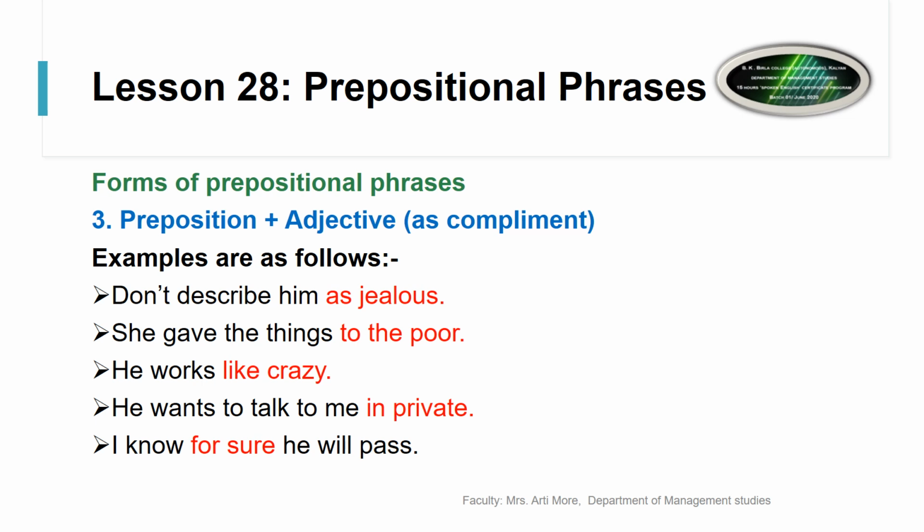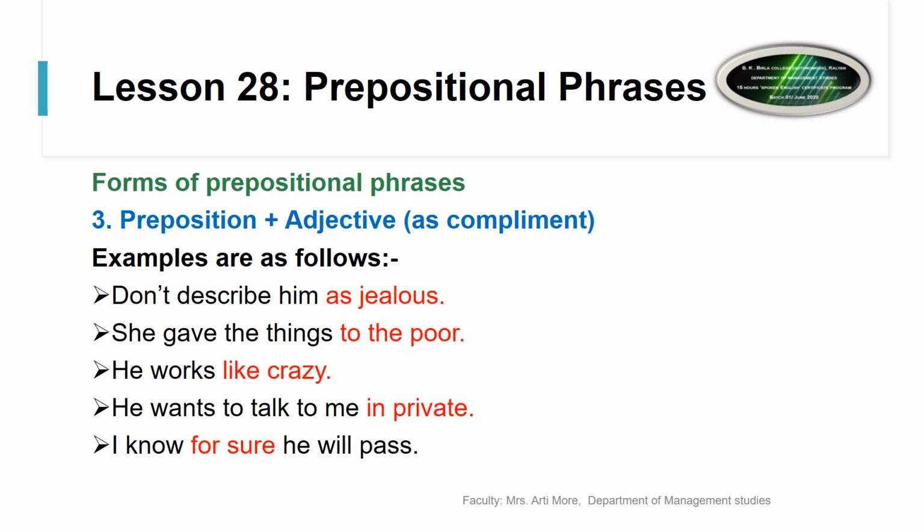She gave the things to the poor. To is a preposition, the again is an article modifier, and poor is an adjective. So to the poor is a prepositional phrase. He works like crazy. Like is a preposition and crazy is an adjective. So like crazy is a prepositional phrase.